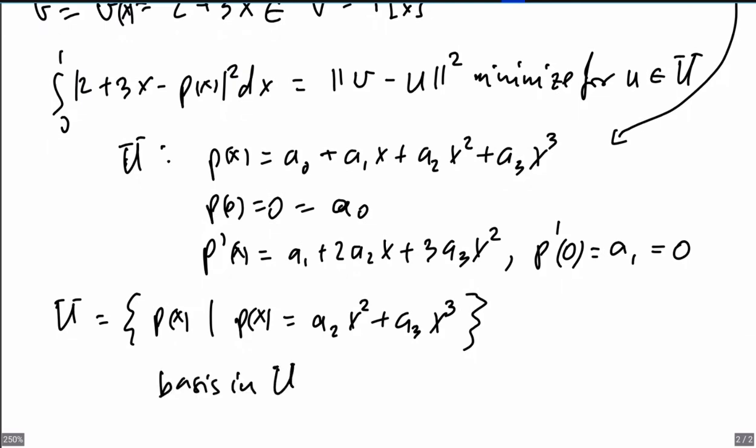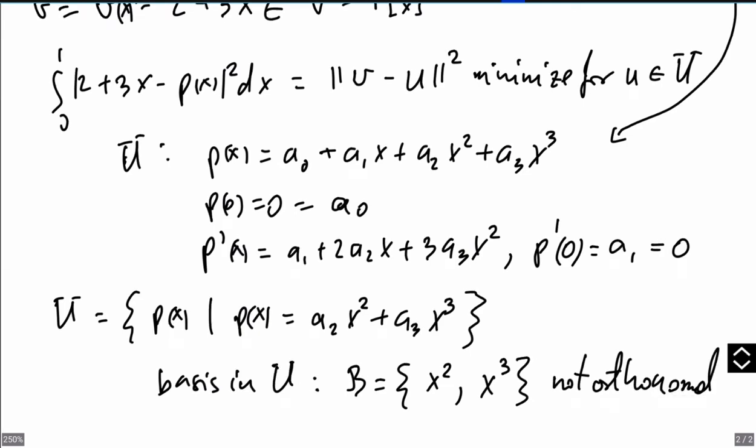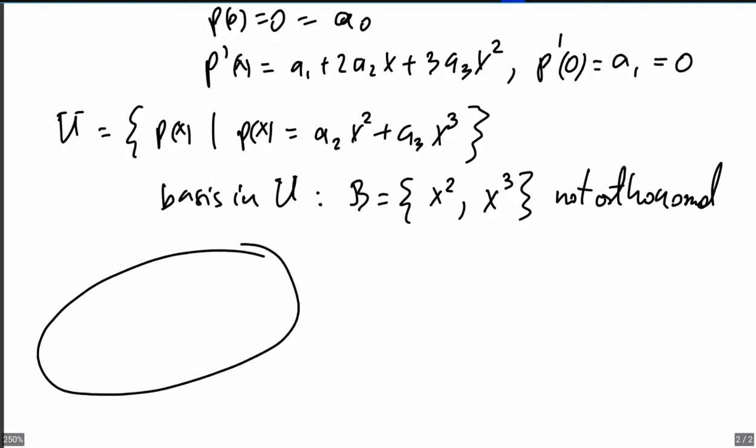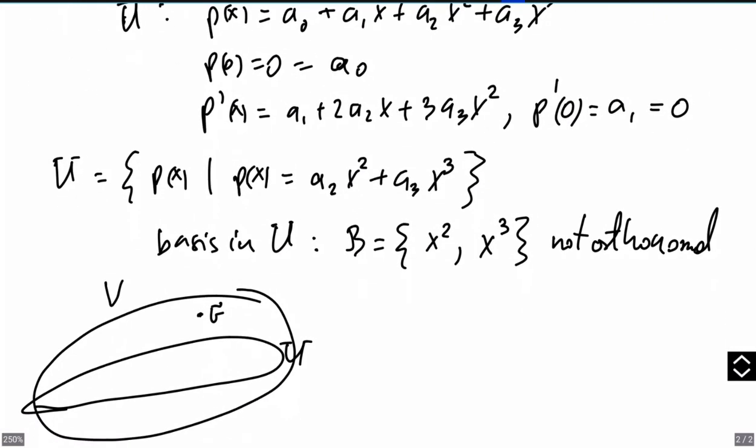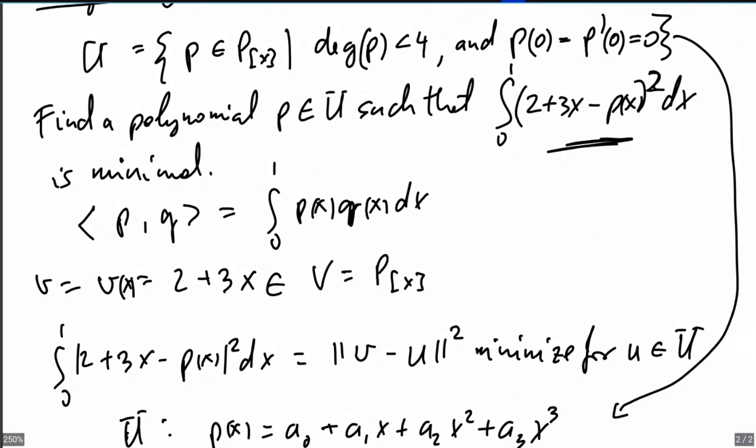And we know that there is a basis in U. We have done this before. For polynomials, we can just choose the monomials as the basis, with the degrees x squared and x cubed. The only thing is that this is not orthonormal, but otherwise this is the same problem that the theorem is about. We have a V space, which is all the polynomials. We have a U subspace, which is some special polynomials. We have a V vector, which is 2 plus 3x, and we want to minimize the distance between the V vector and the P polynomials that are from this subspace U.